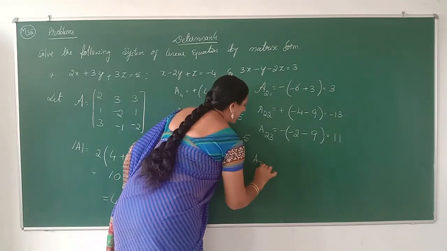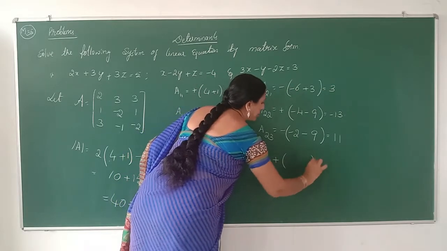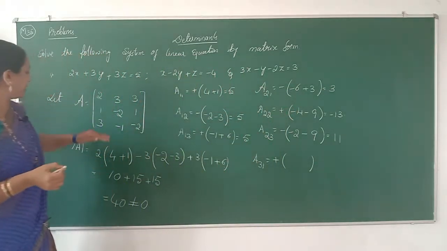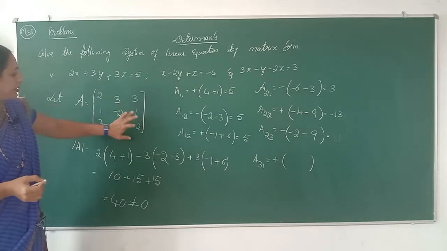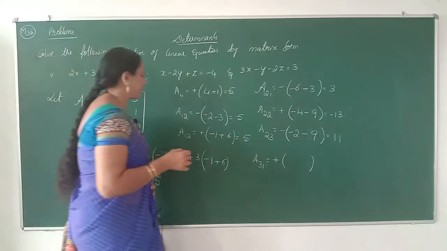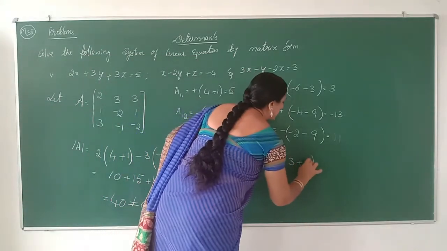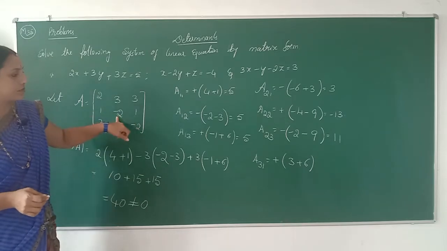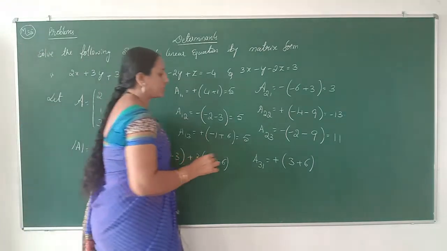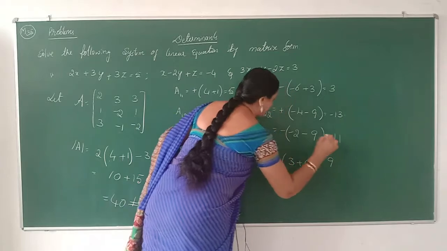Then third row, A31. A31 is multiplied by plus, and it is the element of third row, first column, and these are neglected. The remaining are cross multiplied. 3 into 2 is 6, 3 into 1 is 3. The right diagonal is minus 6. Minus into minus is plus 6. Then 3 plus 6 is 9.